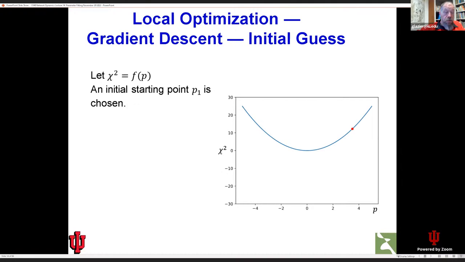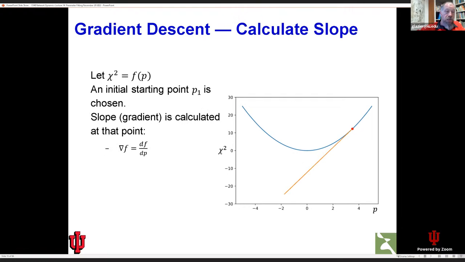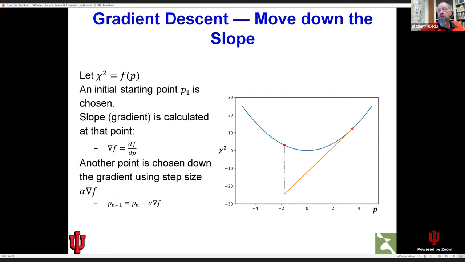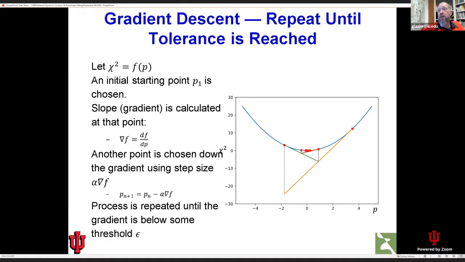The classic deterministic local optimizer is called gradient descent. Here's some curve, which we imagine is the cost function, or chi-squared in this case, as a function of parameter p. We pick an initial value of p. We look at the slope of the cost function as a function of p. We project in the direction of reduction. In this case, we overshoot our minimum. We change our step size. We go back and forth until we get to the minimum.